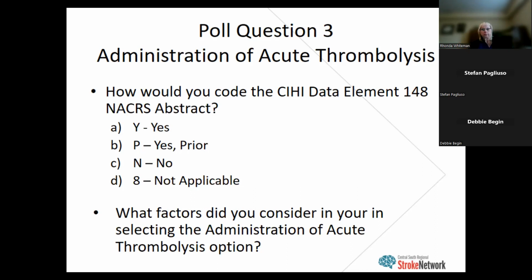I'll end the poll at 1:30. So again, you can see people would indicate it in the NACRS as yes. 12% would indicate yes prior. 10% would be no, and 5% not applicable. Oh, did I share the results? All right, and I'll stop sharing.